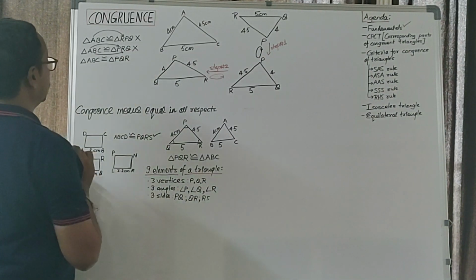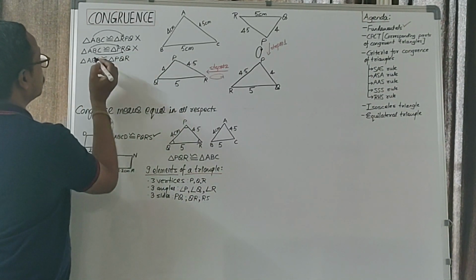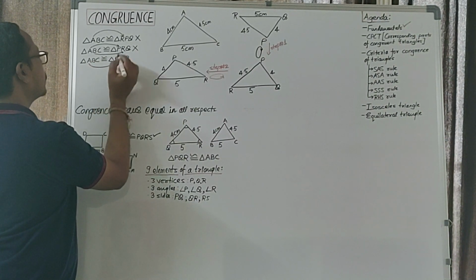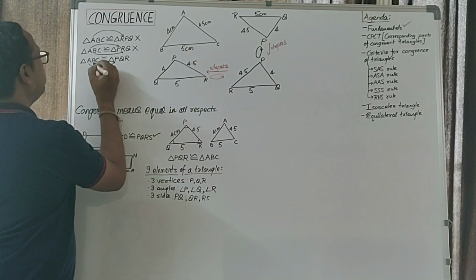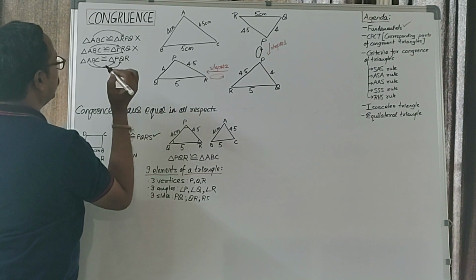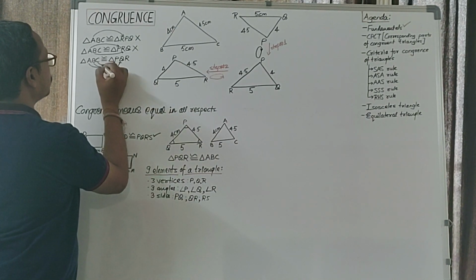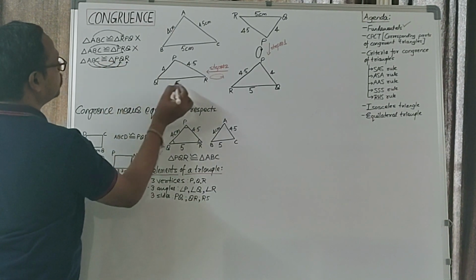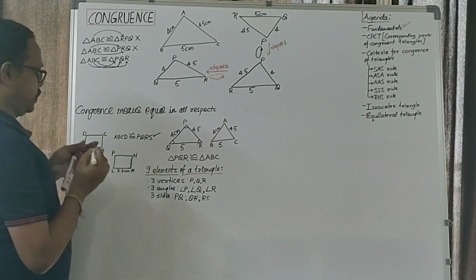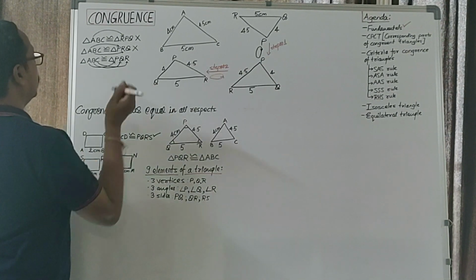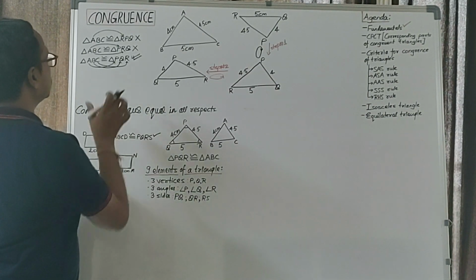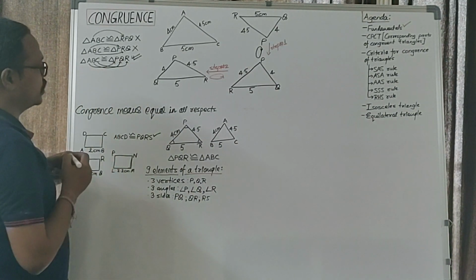Right? So, check this please. A is corresponding to P. Yeah, it is correct. B is corresponding to Q. Right? C is corresponding to R. So, which one would you like to go with? I think you must go with this one only. Right? This is the correct way to write the congruence.